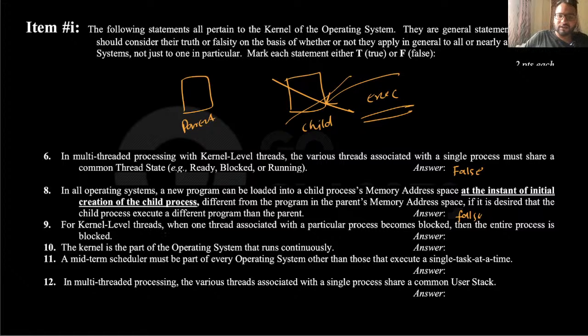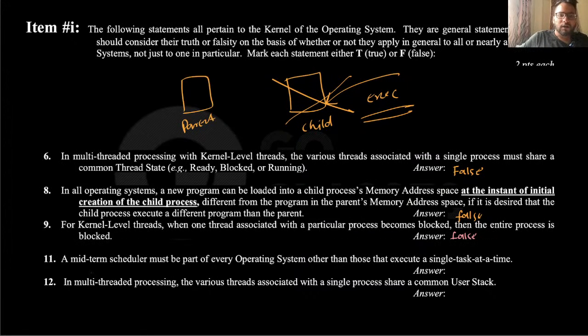For the kernel level threads, when one thread associated with a particular process becomes blocked, then the entire process is blocked. So this is also false, because for the kernel level thread that's not true. Kernel is a part of operating system that runs continuously. These are basically bit specific details about the implementation, so that's why I'm removing it.